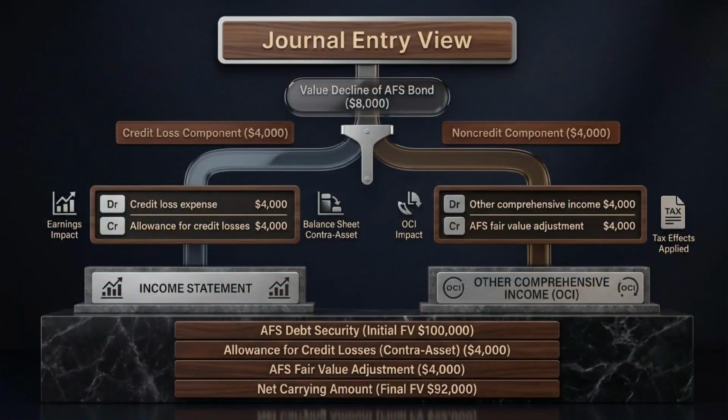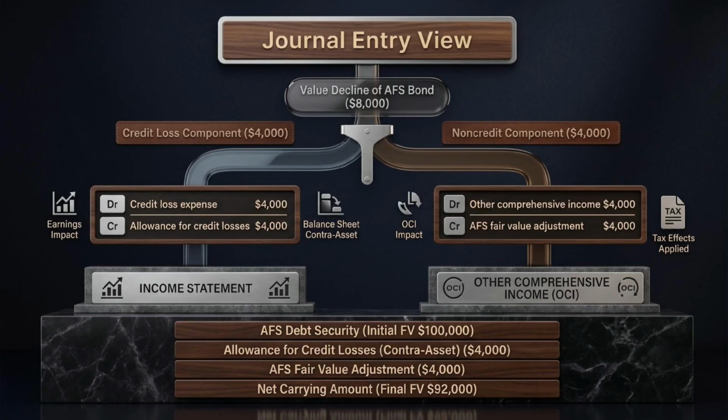The journal entry view separates the two components. For the credit loss portion, the entry is debit credit loss expense for $4,000 and credit allowance for credit losses for $4,000. That part affects earnings. For the non-credit portion, the entry is debit other comprehensive income for $4,000 and credit AFS fair value adjustment for $4,000. That part does not go through the income statement.